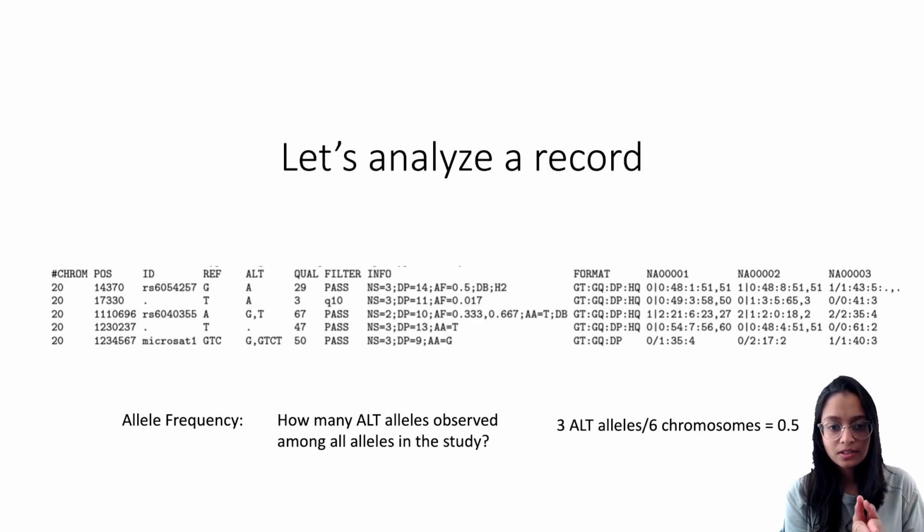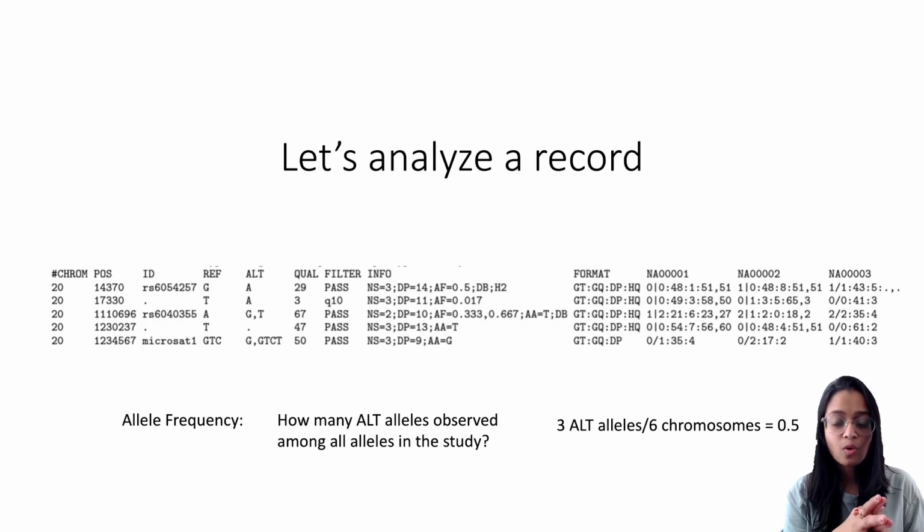Now coming to the sample level annotations, we can see that for each sample we have information on the genotype, genotype quality, depth of the sample, and haplotype quality. So the first sample has a phased genotype, and it's a homozygous reference, since both alleles match the reference allele at that position, and the genotype quality is 48, and there is one read supporting this, with a haplotype quality of 51.